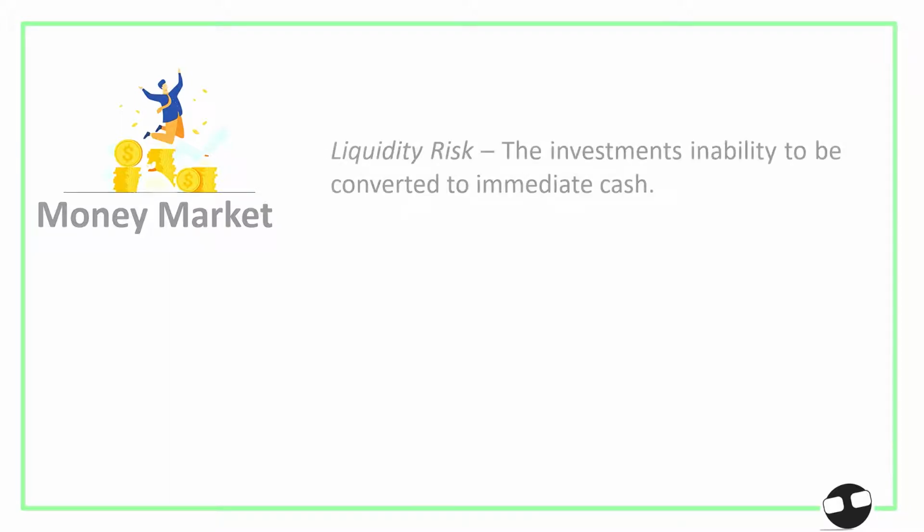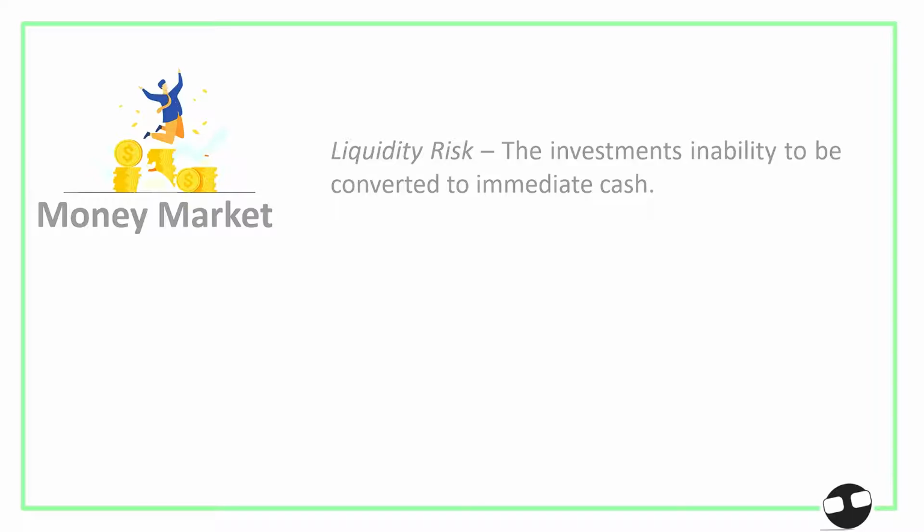So what are the risks in the money market? Now we have a few, but here let's enumerate the top 3 or 5 that are very much applicable to them. So first we have liquidity risks. So what is liquidity risk? The investment's inability to be converted to immediate cash. Now unlike your regular ATM, passbook or savings, when you withdraw, you can have the money right away, right? Less than an hour.